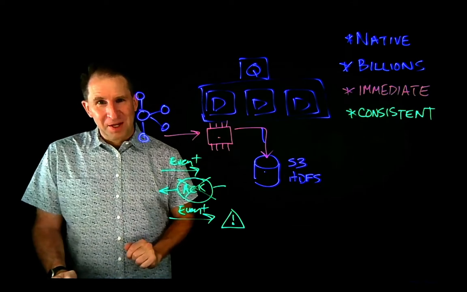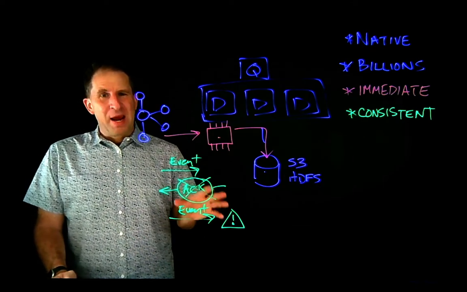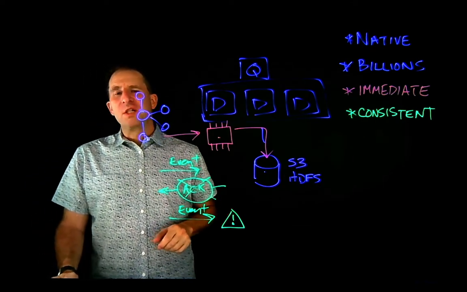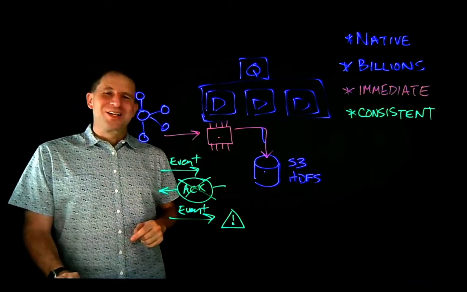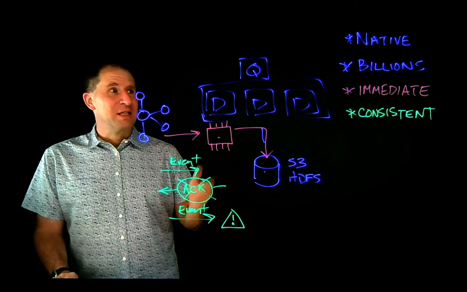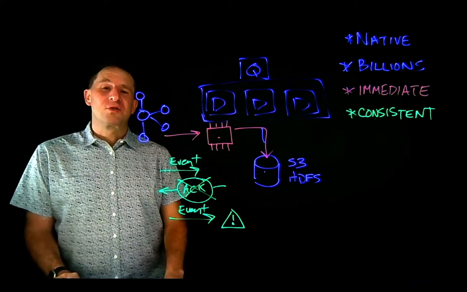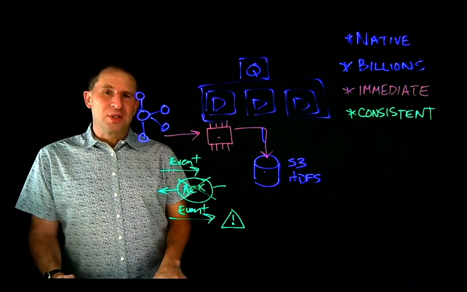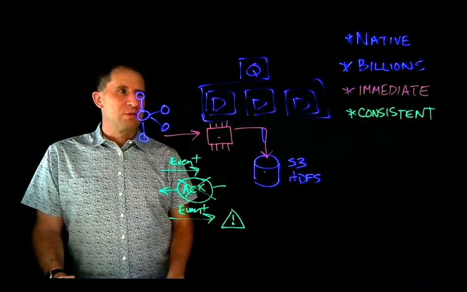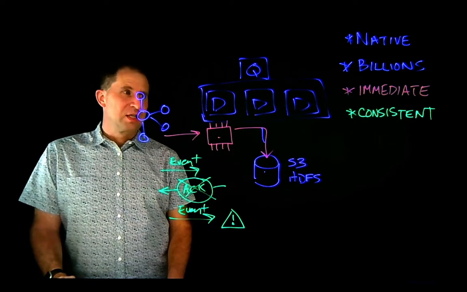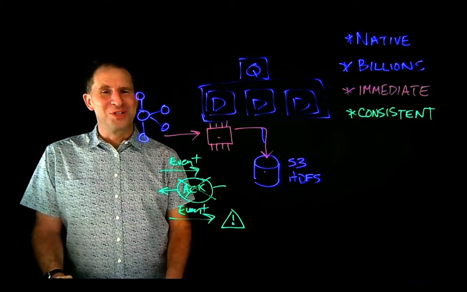So, as the demands on your application increase for real-time data, be sure you have a database that can do true stream ingestion. It can natively connect to streaming sources. It can handle billions of events per day. It can give you query on arrival for immediate results, and it guarantees consistency, which is what Druid does.